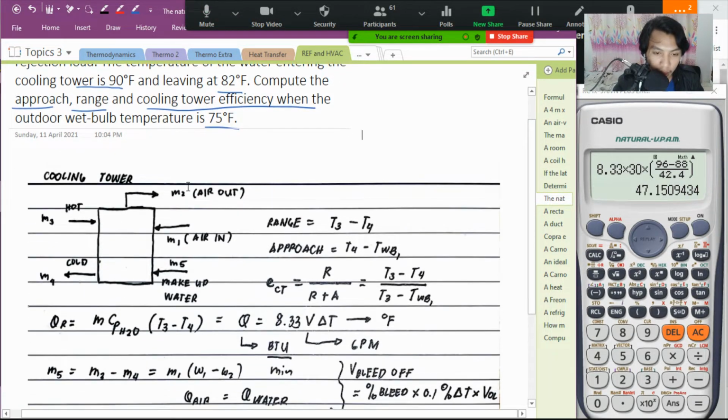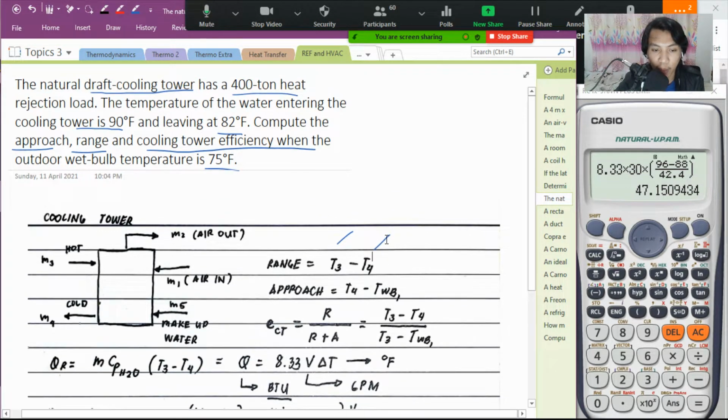Ayun. Range. Okay? The range is the temperature difference between the hot water entering the cooling tower and the cold water leaving the cooling tower. Now, the approach. The approach is the temperature difference between the temperature of the cold water leaving your cooling tower and the wet bulb temperature of the air that is present throughout the ambience of your cooling tower.